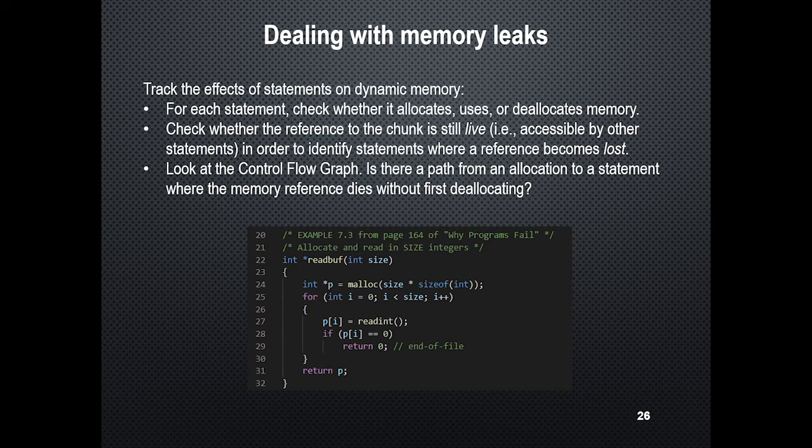And in the example below, we can see very quickly, since it's a very simple example, where that memory leak occurs. In line 24, we see that P is given some memory. And in line 29, when it returns early, you're not actually returning the reference to that memory, you're simply returning 0. And thus, a memory leak occurs.